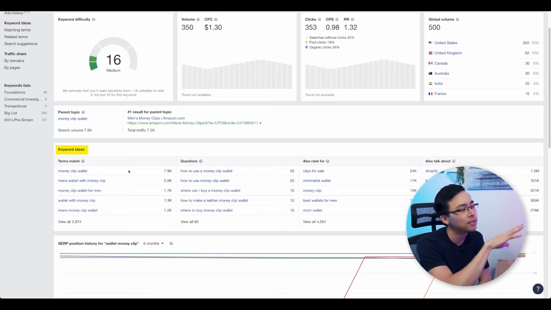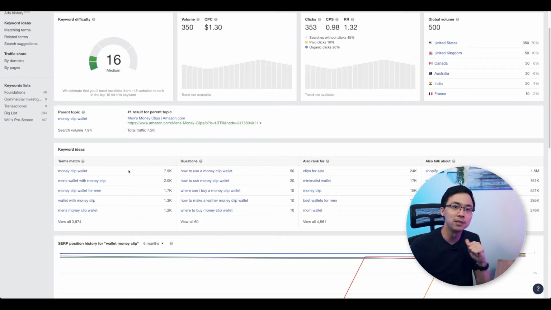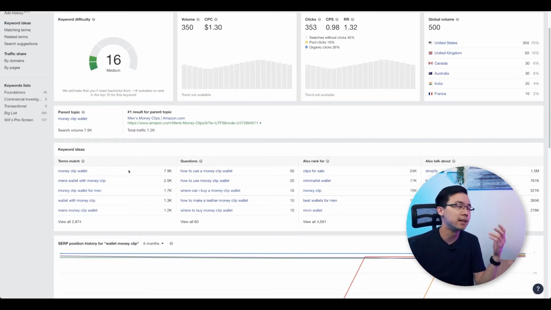And this will often overlap with the sorts of phrases that you would find in a free tool like Answer Socrates. But the reason why this is going to be super powerful is because of the second section in the Keyword Explorer, in which we're going to be able to do some deep dives into the sorts of topics that are related to the phrase that we input.